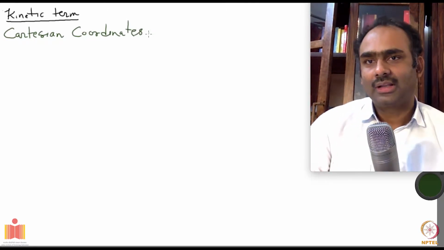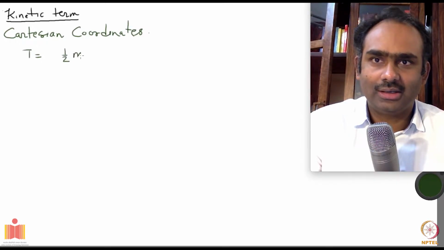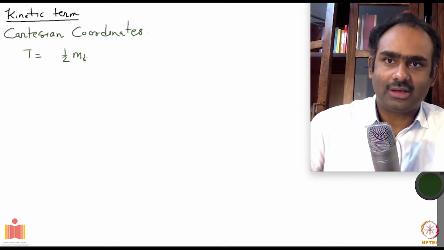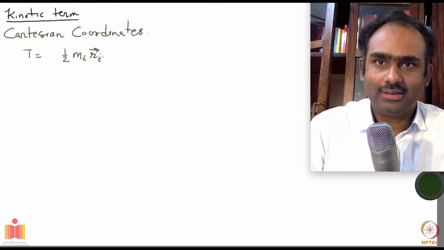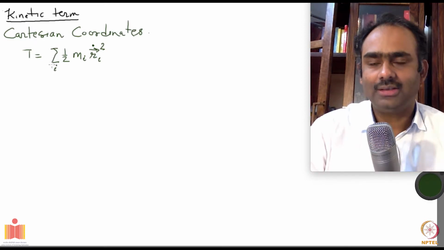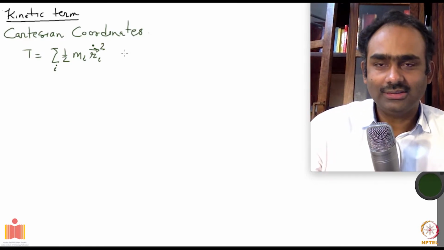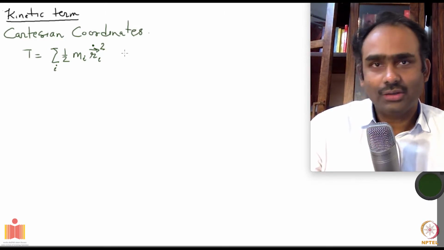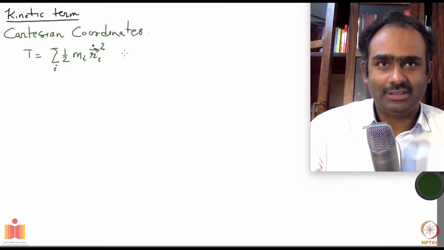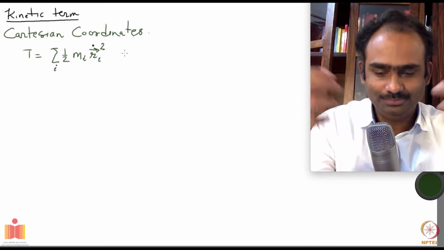Okay. So what do you see when you are using Cartesian coordinates? You get T as half m_i r_i dot squared. That's what it is. So this is of course quadratic in velocities. Note that there is no term which involves the product of the velocity of particle i with particle j. There is no such term.